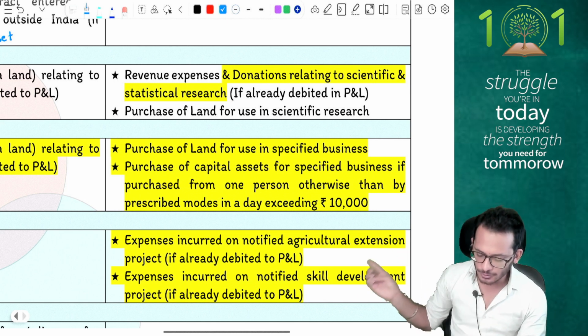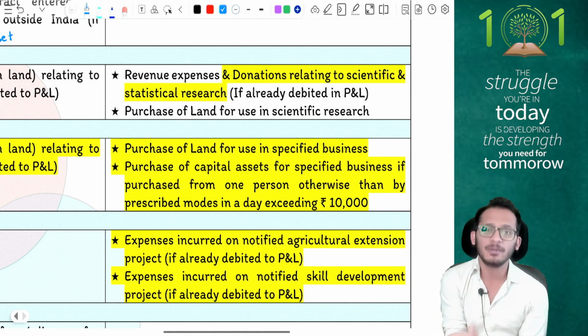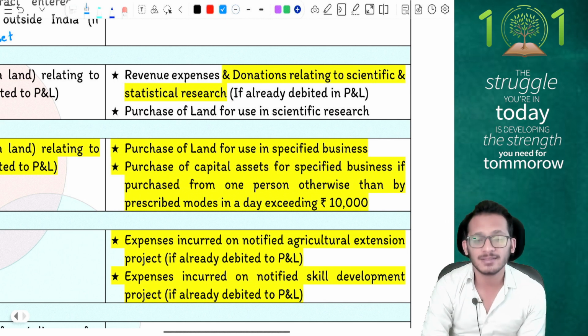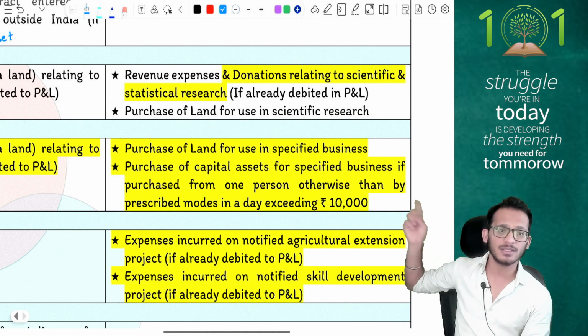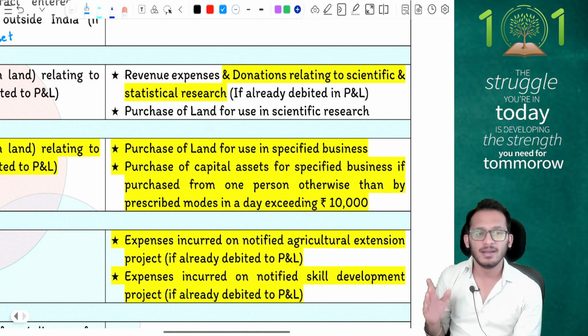The item to be ignored is the purchase of land for the use of scientific research, because, people, land would not have been debited to P&L account. Do you want to claim it as a reduction right now? No, don't claim it as a reduction. It is already not part of P&L. I do not want it to be part of P&L as well, and therefore that will get ignored.